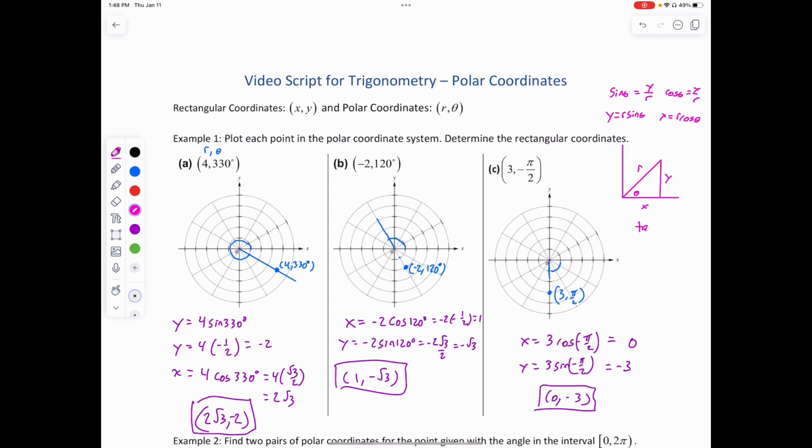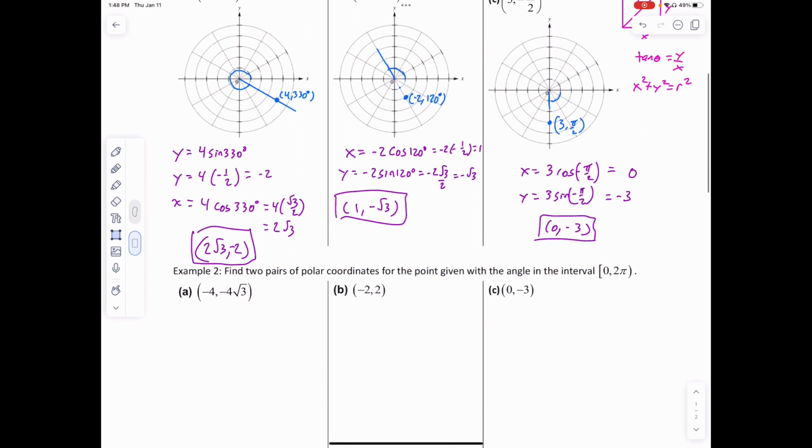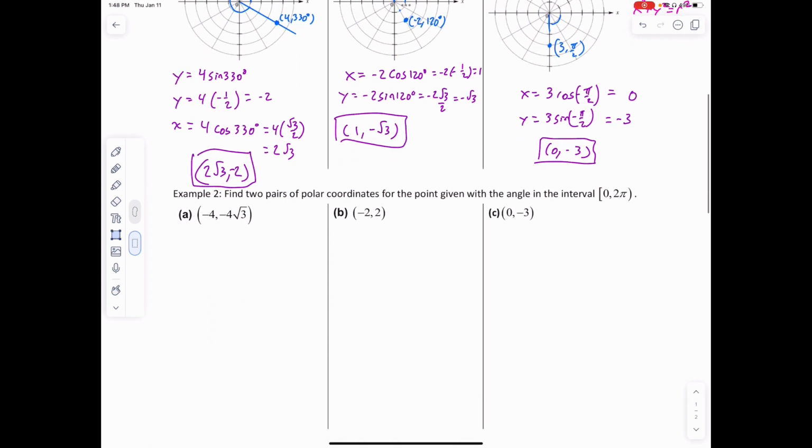In this triangle, the tangent of theta is y over x, and also x squared plus y squared must be equal to r squared. These are going to be useful in these examples for converting back to polar coordinates. I will copy them here so we can reference them.